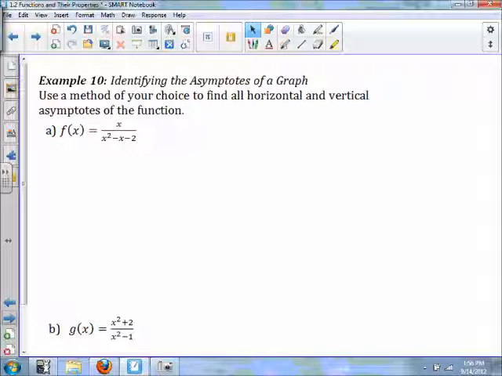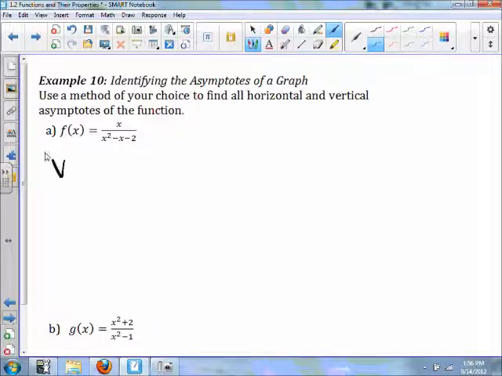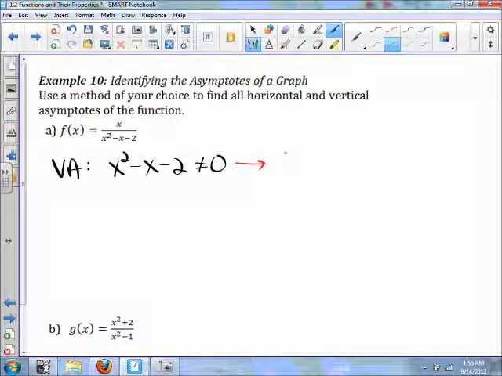Now, example 10. Use a method of your choice to find all horizontal and vertical asymptotes of the function. The way we're going to do this, we're going to use algebraic methods here. To find our vertical asymptotes, work on those first. I know x squared minus x minus 2 cannot equal 0. So what I'm going to do is factor the left side.